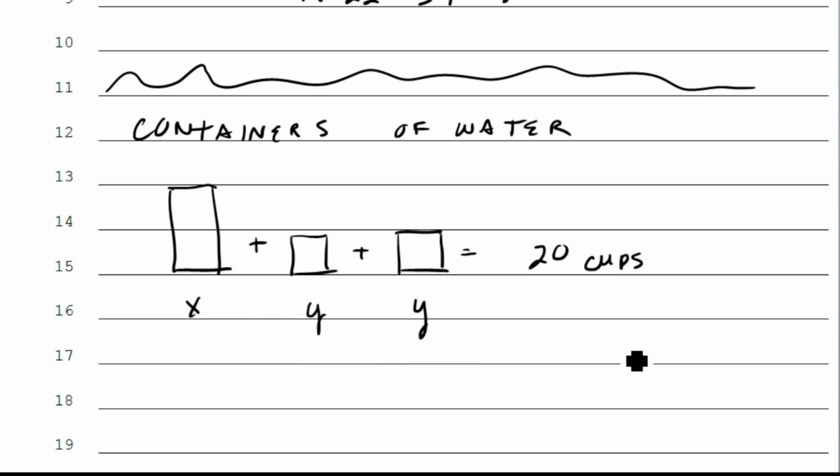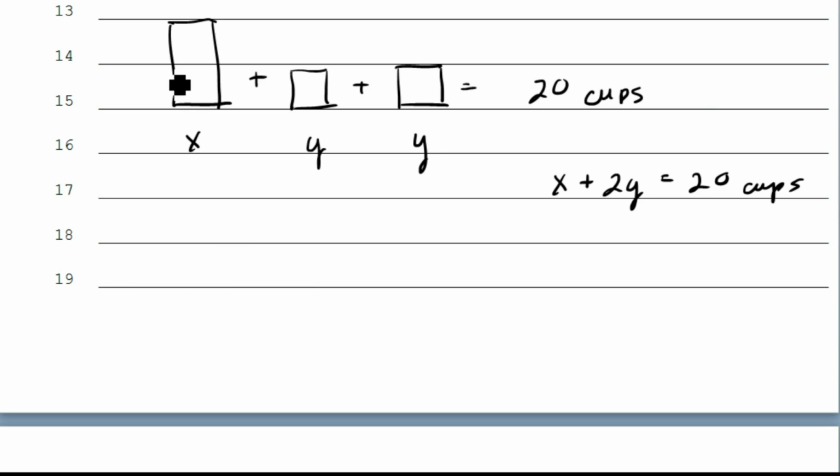So you have one equation already, x plus 2y equals 20 cups. Another piece of information given is that the larger one is twice the size of the smaller one. So you also note that x equals 2y. So here you have the 2 equations. All the 3 containers add up to 20 cups, and the larger one is twice the size of the smaller ones.